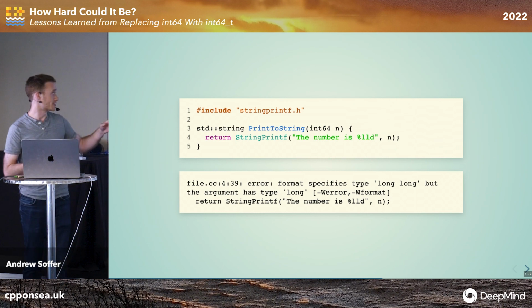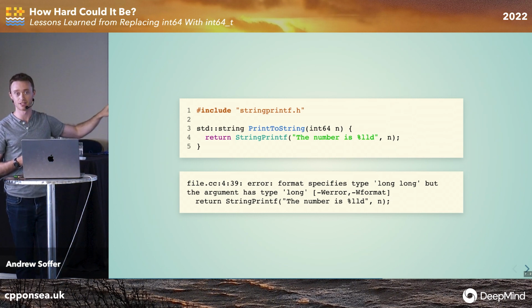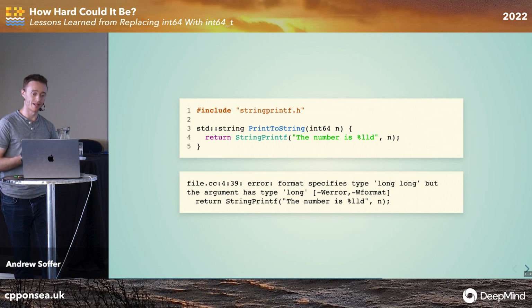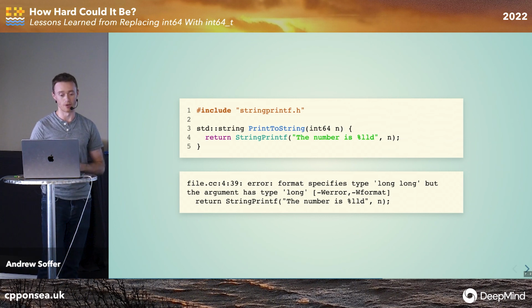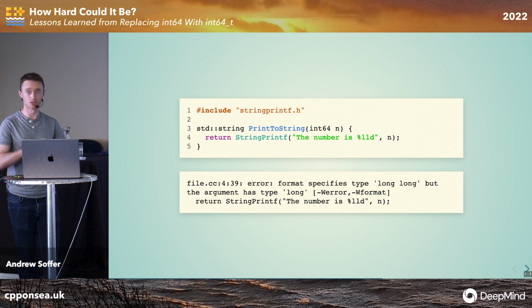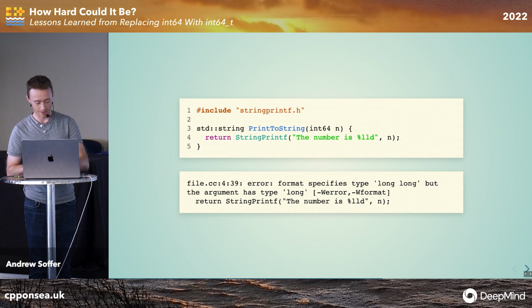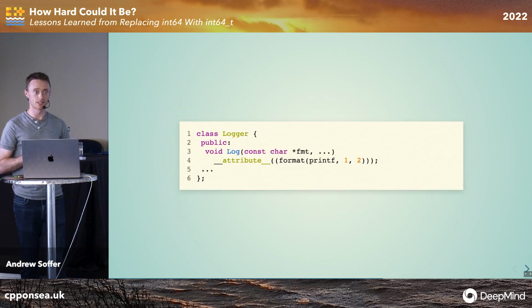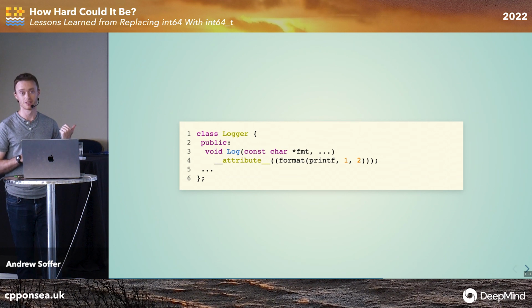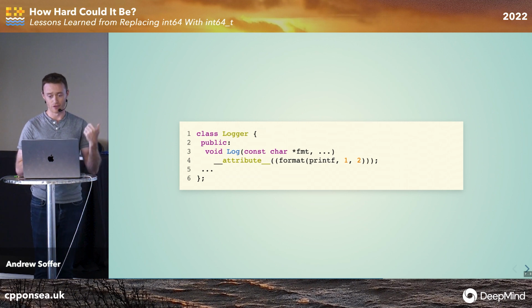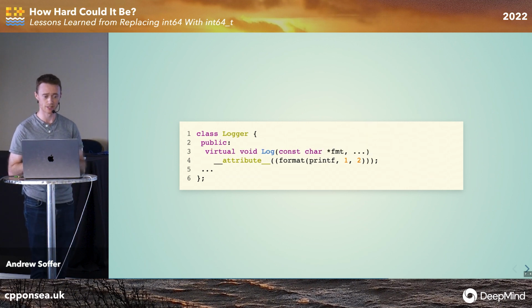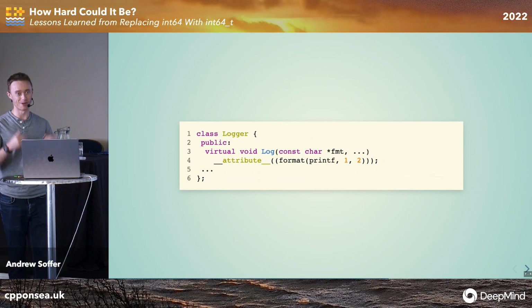Now, the standard provides some macros that paper over %LLD, so it'll work with whatever int64 means on your platform. Those are kind of ugly, and so we didn't end up going with that solution. But this also isn't even the full scope of the problem, right? A few 100,000, but there's more. Because other people added this attribute to their functions, right? It says, hey, I want format string checking on this function as well. We had a few hundred of these, and a bunch of them were actually marked virtual, right? So now you have hierarchies of these things that all need to be changed simultaneously.